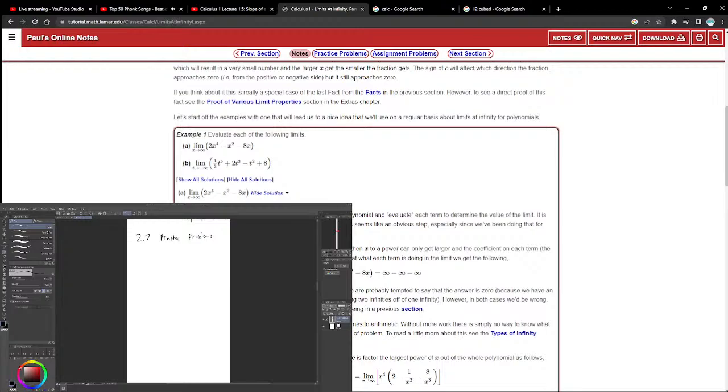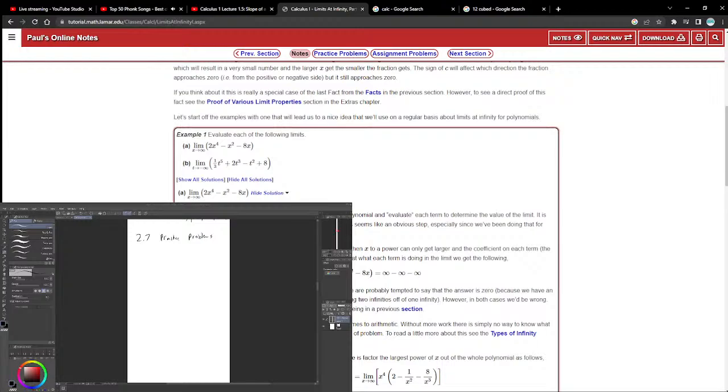As x approaches infinity, the x to a power can only get larger, and the coefficient on each term, the first and third, will only make the term even larger. And so we look at each term. If we look at what each term is doing in the limit, we get the following: infinity, negative infinity, and negative infinity.